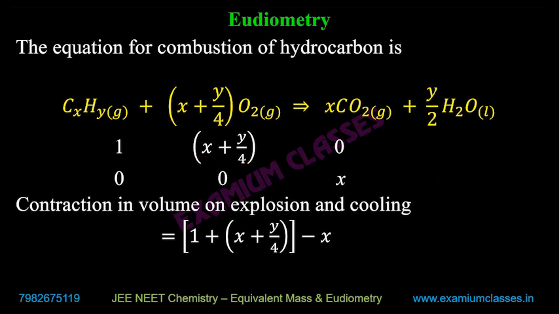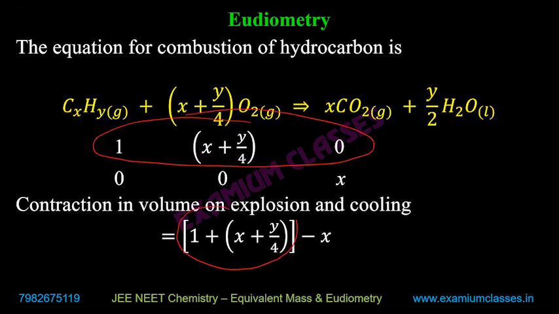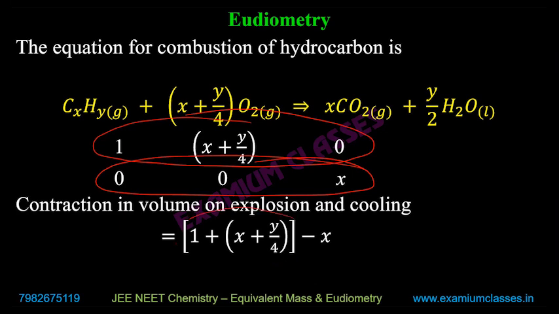So initially the volume was 1 plus X plus Y by 4. After reaction, the volume was just 0 plus 0 plus X, that is X. So contraction in volume will be initial minus final, which is 1 plus Y by 4. It is important because we will be using it in finding the answer. Contraction in volume is 1 plus Y by 4.